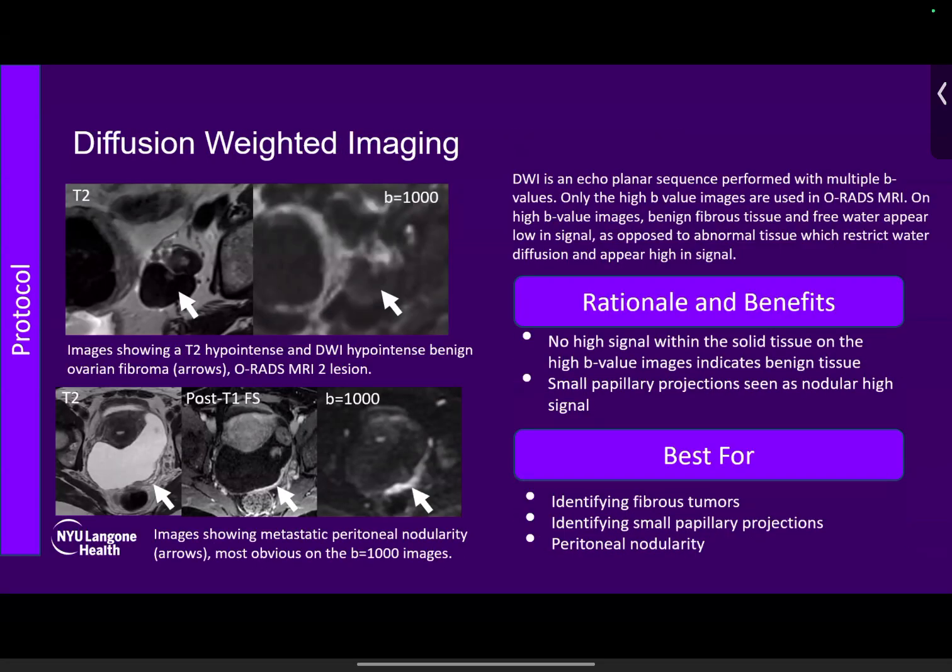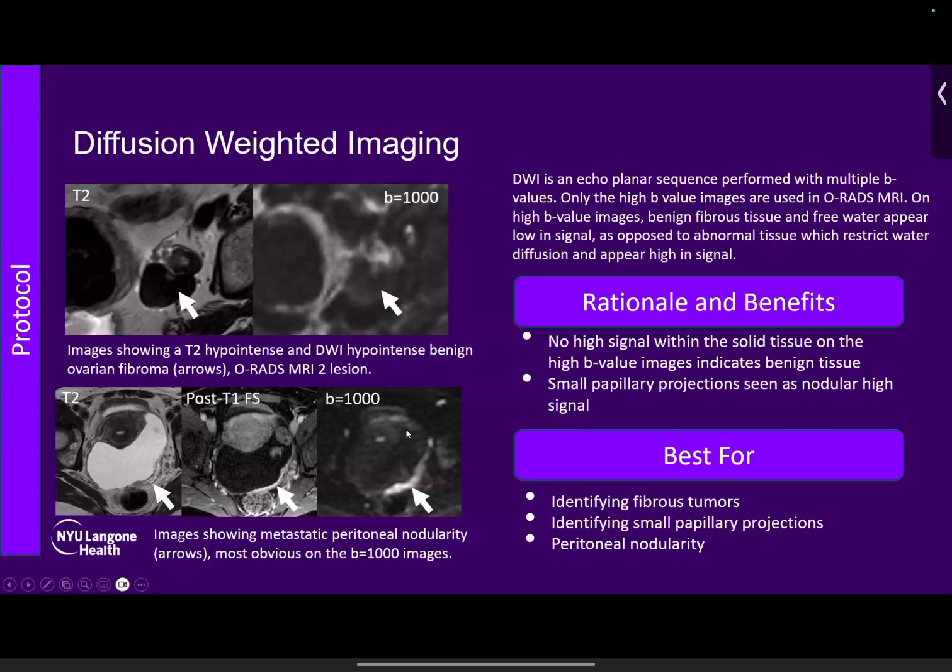Moving on to diffusion weighted imaging, which is helpful, and especially in determining these fibromas and fibrothecomas. That's really where diffusion weighted imaging is used officially in the O-RADS at this time. So it's an echoplanar sequence performed with multiple B values. And it's really important to have high B values. So we recommend at least having a B0, B50, and then also a B1000.